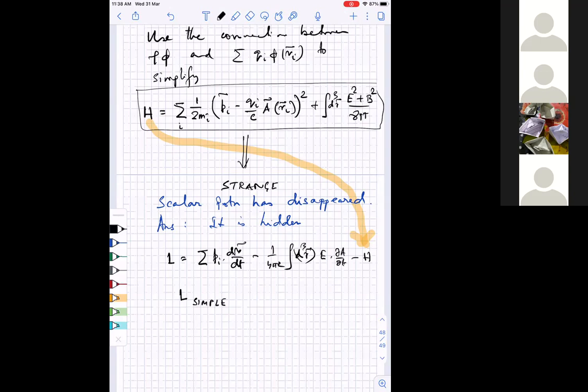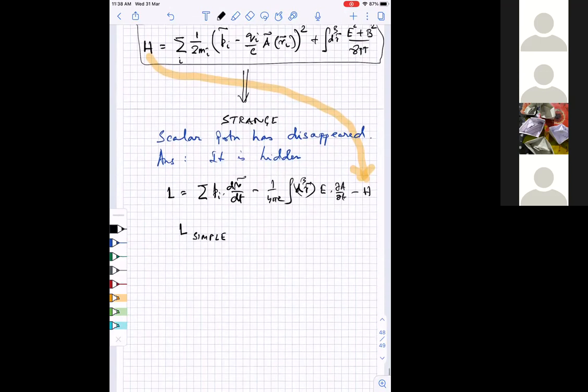So this is your homework: vary the action using L simple with respect to E. And I'll give you the answer, what happens.